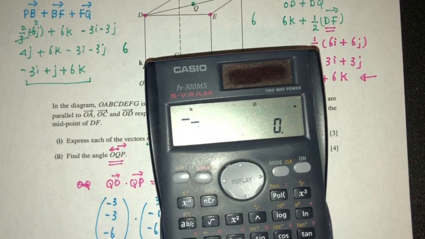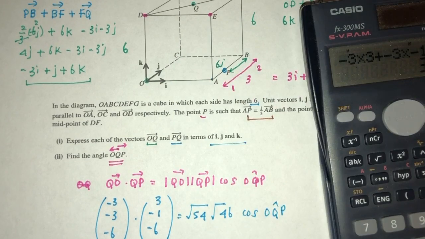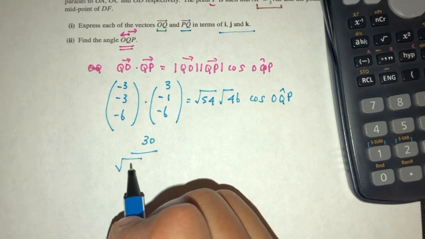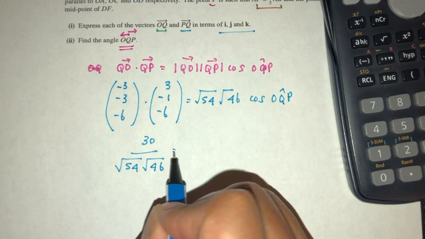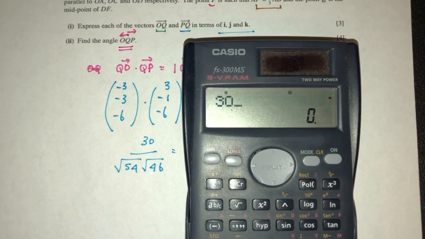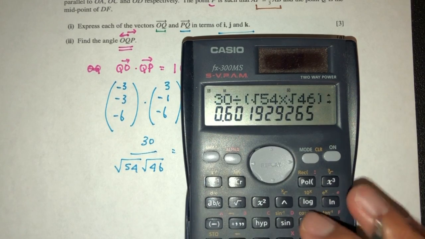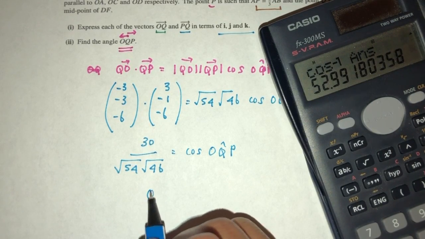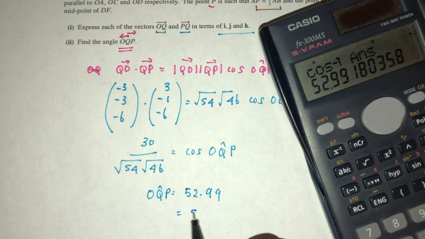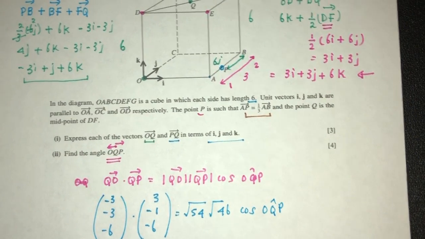Cos of OQP. Now scalar product, minus 3 times 3 plus minus 3 times minus 1 plus minus 6 times minus 6. That should be 30. Divide by root of 54 times root of 46. That has to be cos of OQP. So 30 divided by root of 54 times root of 46. Cos inverse of that will give you 52.99. Correct to one decimal place, that should be 53.0. And that will be your angle OQP. This is a question in relation to vectors.